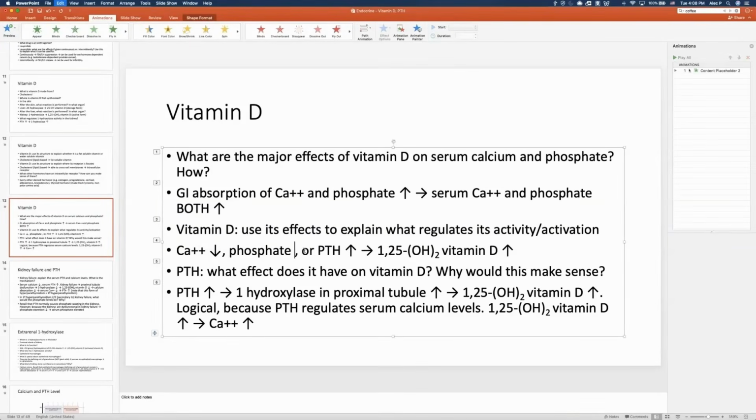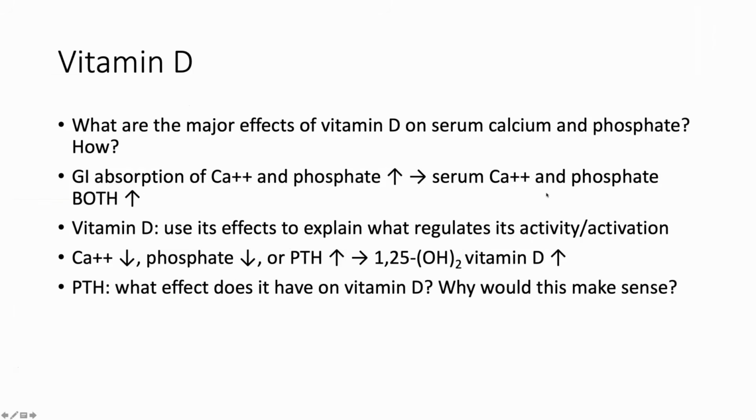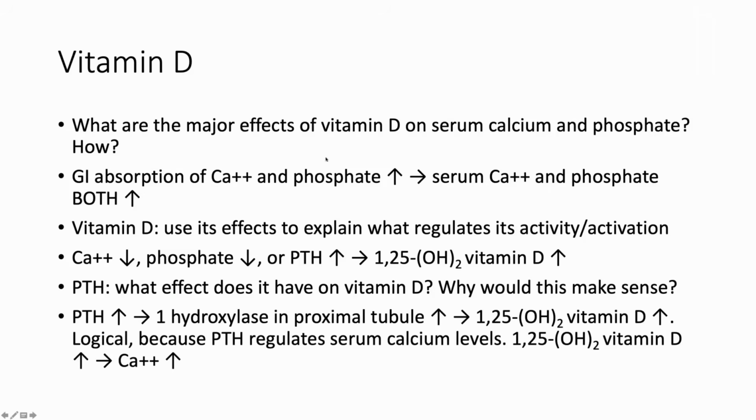Perfect. Okay. So what effect then does PTH have on vitamin D? We said it causes an increase in 1-hydroxylase activity in the proximal tubule. So it leads to more activated vitamin D, which makes sense, right? Because the main role of PTH is to regulate your serum calcium largely. So to do that, it would increase vitamin D.